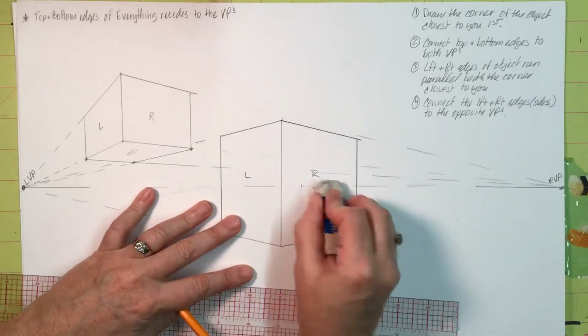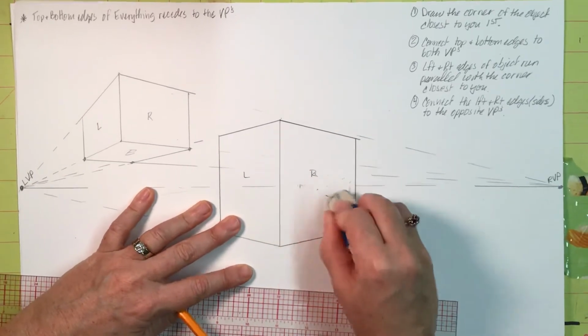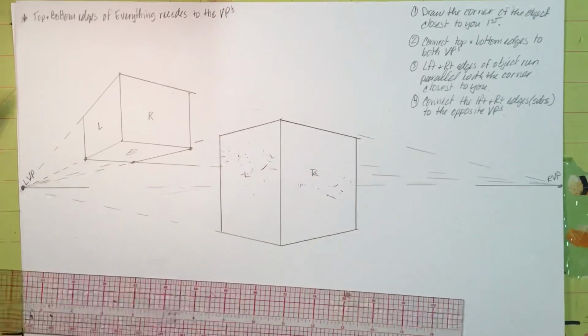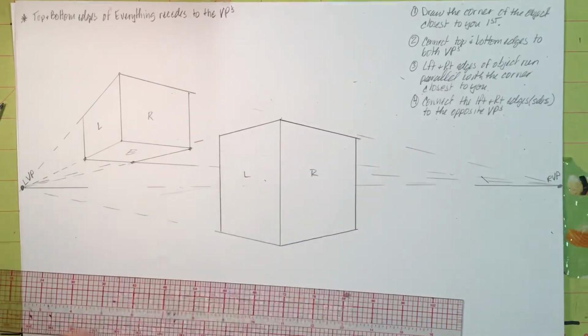And if you want, you can erase those extra lines out in the center there, just so it doesn't become confusing. Now we don't see the underneath side or the top of the cube because it is eye level with us as the viewer.